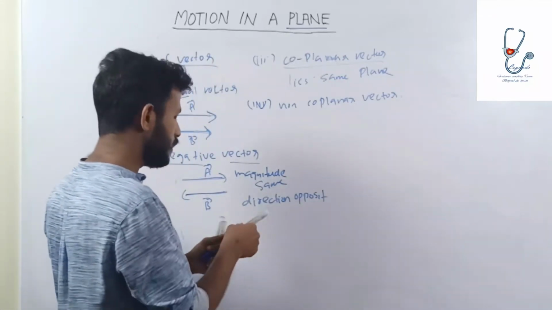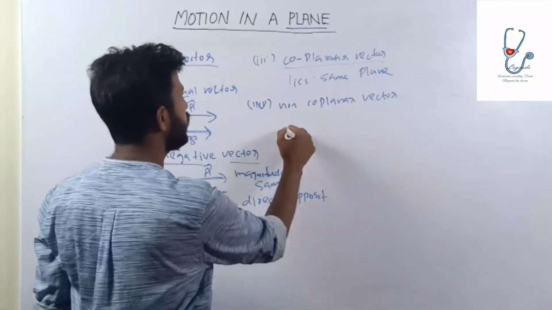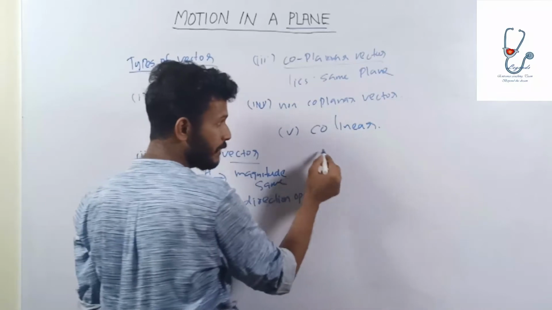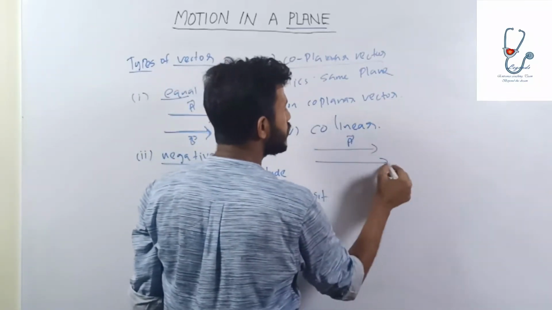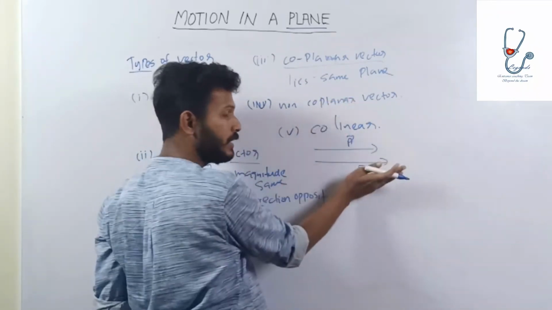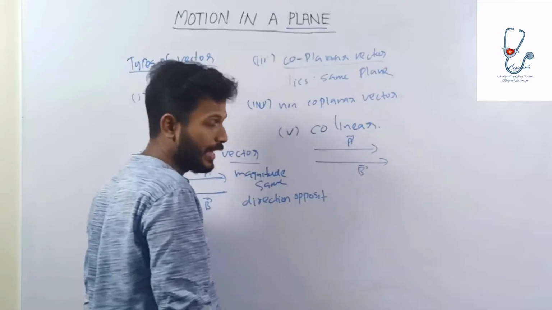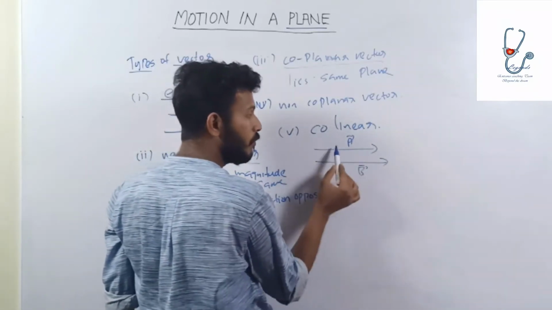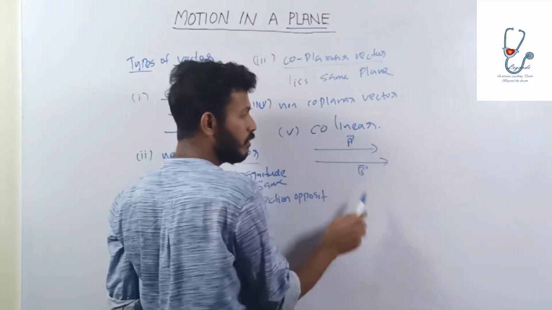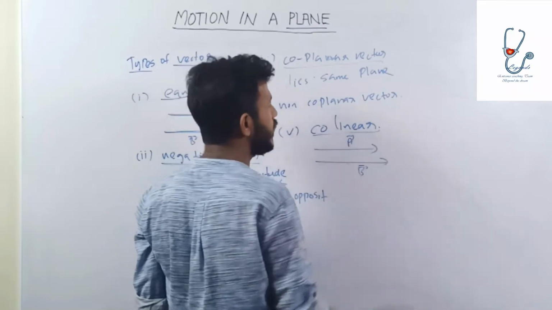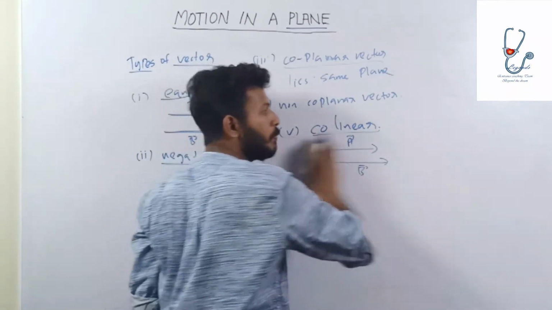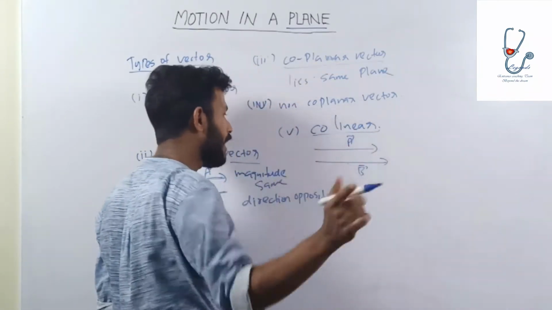Okay, and next one, fifth one, collinear vectors. What do you mean by collinearity? Consider vector A, another vector B. If two vectors are acting on the same line or on parallel lines, that means these two vectors are in the same plane or in a parallel direction. These two vectors are parallel, so we can say that is a collinear vector. So what is collinear? Acting parallel to each other.